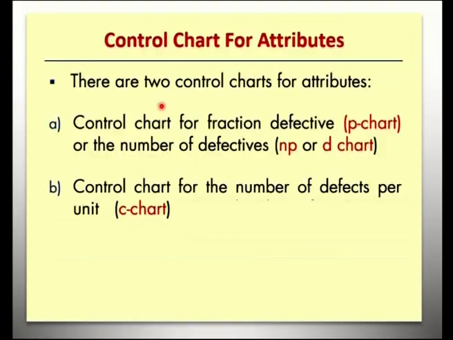The formula recall was for control charts for variables. Now, there are two control charts for attributes: control chart for fraction defective, the P chart, or the number of defectives, the NP or D chart. Next, control chart for the number of defects per unit, the C chart. There is a difference between defective and defect.